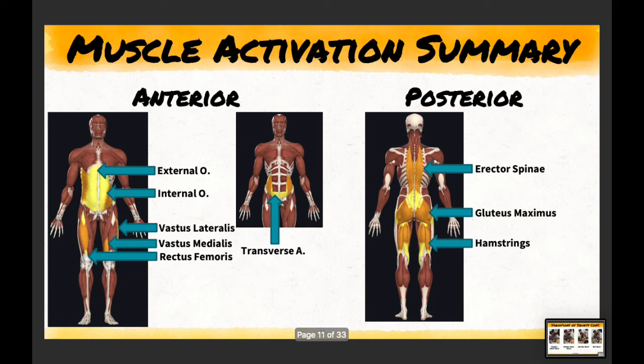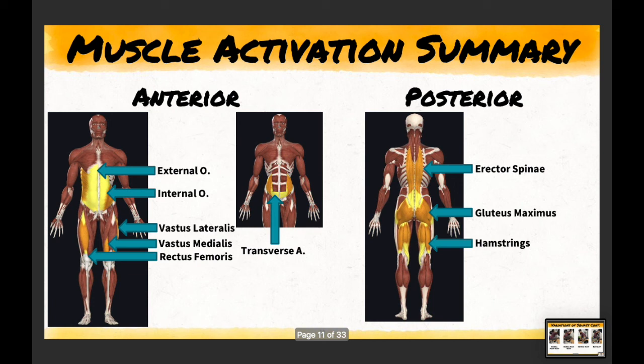Moving on to the posterior side, we have the erector spinae, which is greatest during a parallel front squat. The gluteus maximus is greatest with a parallel front squat for the upper fibers and a full back squat for the lower fibers. And then the hamstrings, both biceps femoris and semitendinosus, are both greatest with a parallel back squat.